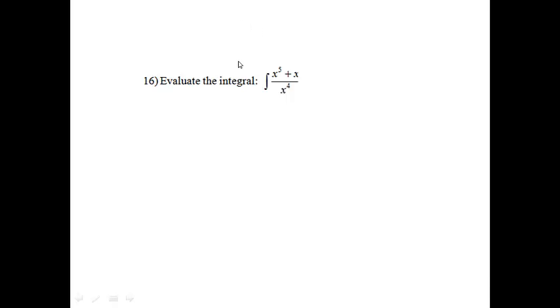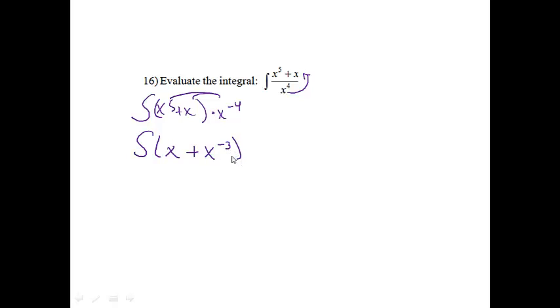Number 16, evaluate the integral of (x^5 + x) over x^4. It would be nice if I could just take the integral of the top and the bottom, but I can't. So what I'm going to do is bring my x to the fourth up top. So this will be the integral of (x^5 + x) times x^(-4). I now get to distribute the x^(-4) to both parts, so I'm going to get x + x^(-3). I'm adding the exponents as I do that.